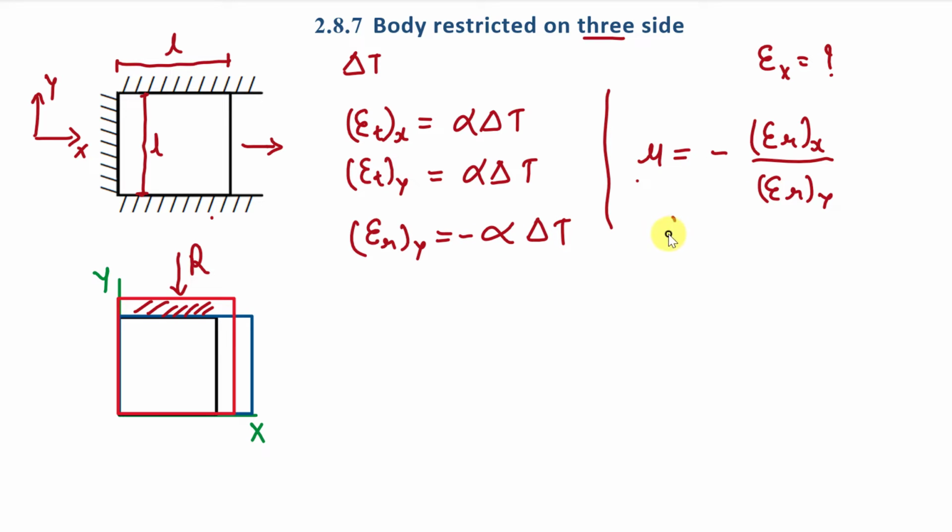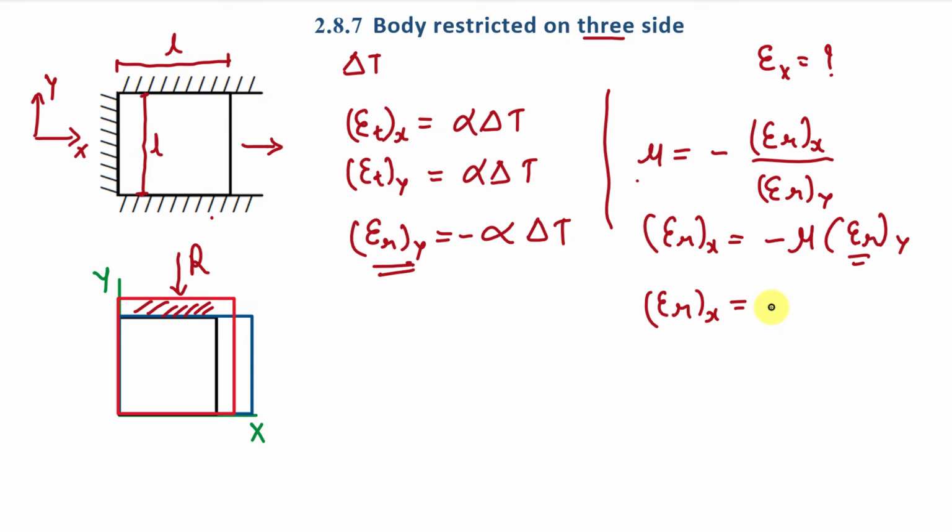So here this epsilon r x will be equal to minus mu epsilon r y, and we know value of epsilon r y, it is minus alpha delta T. So from here it will be epsilon r x is equal to mu alpha delta T. Here minus 1 into minus 1 will be plus. Fine. Now what will be the total strain in x direction in this body? It will be summation of these both strain, right?